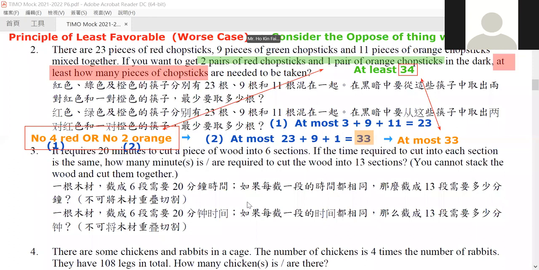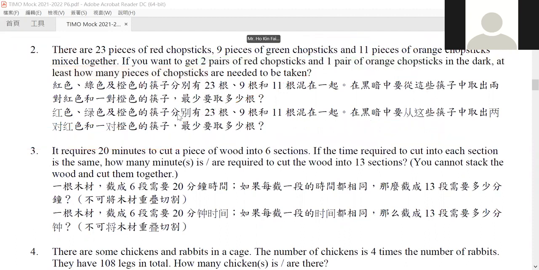Okay, so this is our second question. Now, because the principle of least favorable is a little bit abstract, I have spent some time to discuss it. So let's go to our question number 3. It requires 20 minutes to cut a piece of wood into 6 sections. If the time required to cut each section is the same and you cannot stack your wood and cut them together, what is the time that you need to cut a wood into 30 sections?